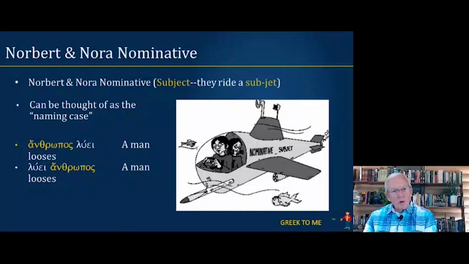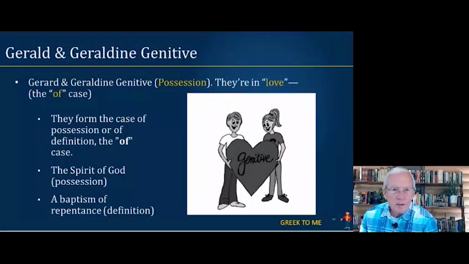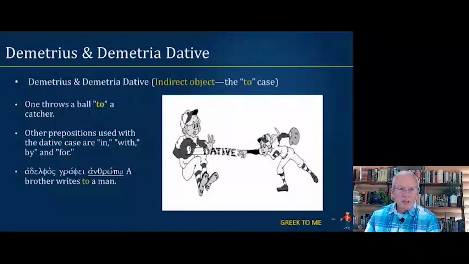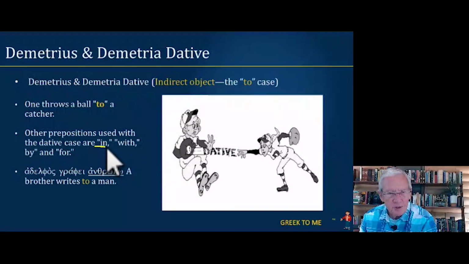Norbert, Nora, nominative. They're writing as subject for the word subject. Gerard and Geraldine, case of possession. They're in love, to remind us of the word of. Refers to possession or definition. Demetrius and Demetria, dative, indirect object. This is the to case. And just to remind you of these other prepositions, in, with, by, and for.